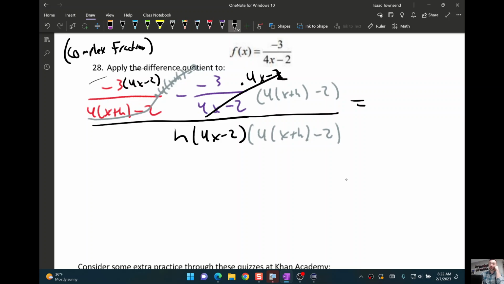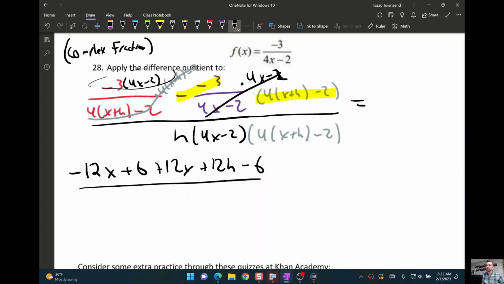But it looks like what's left over from this part is negative 3 times 4x minus 2. Don't lose this negative sign. What's left over here is 3 times this stuff. So 3 times 4x, 3 times 4h, and 3 times negative 2, all over this stuff in the denominator.